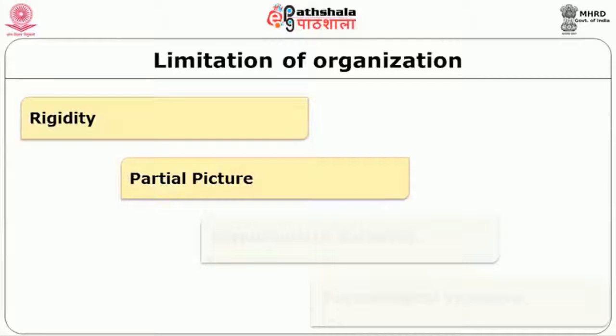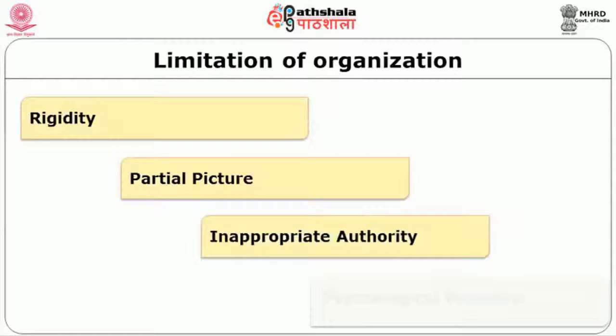If the organizational charts which are prepared do not reflect every activity of the institution, then sometimes they reflect only a partial picture of the organization. The third limitation is inappropriate authority. Many times in many organizations the work is delegated but the authority is not given. Sometimes some people just work on the authority and they forget the work. So sometimes it may happen that the authority which is given is inappropriate.